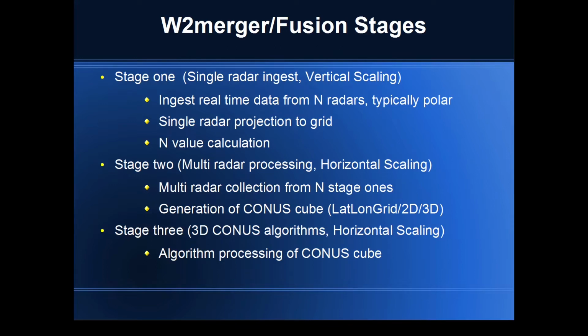The third stage is using the final CONUS product to run 3D algorithms, such as a CONUS ecotop algorithm, among others. Typically, these march in the final 3D array to calculate additional 3D products.